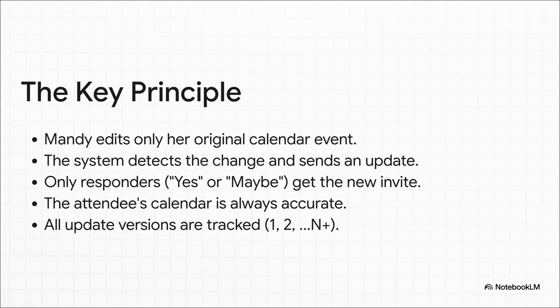So let's just break this down, because it's so important. Mandy only has to touch her original calendar event. The system sees that change, and it automatically sends a new invite, but only to the people who've actually responded yes or maybe. This means Zach's calendar is always right, and Mandy can see a full history of every single update she's made. It's a completely automated workflow.